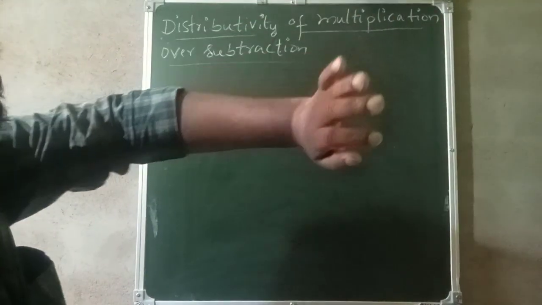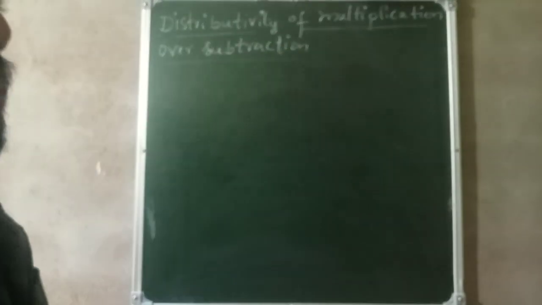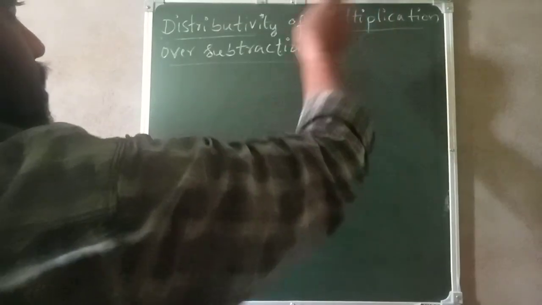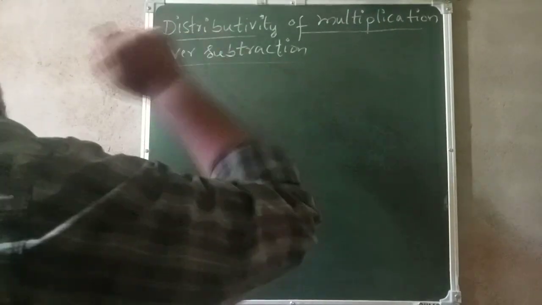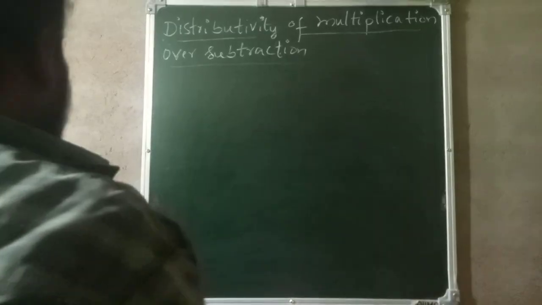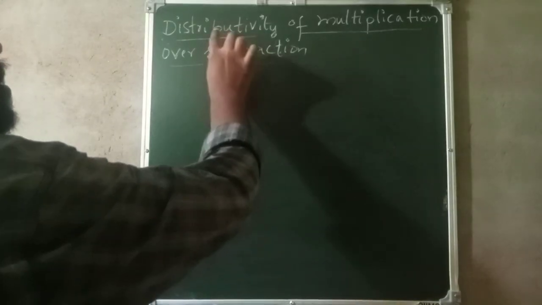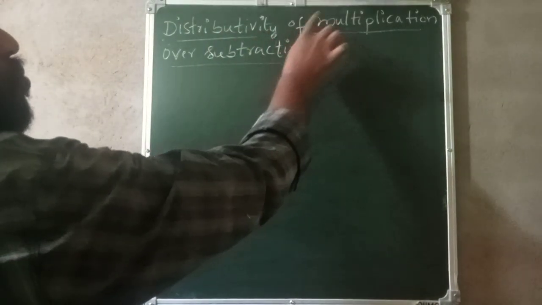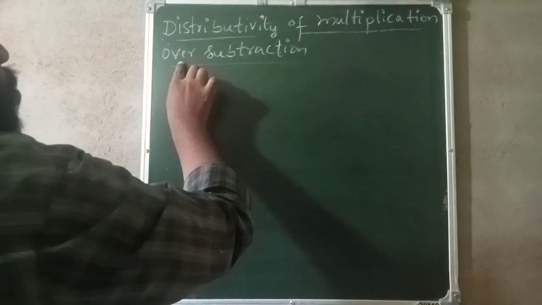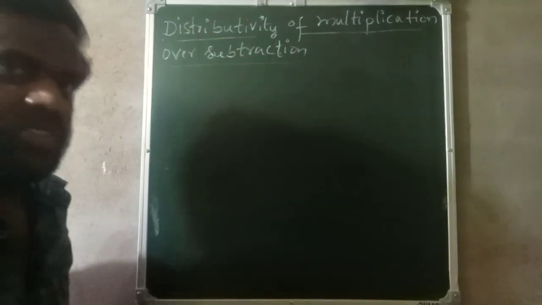The topic is distributivity of multiplication over subtraction. I will read once again. Distributivity of multiplication over subtraction.